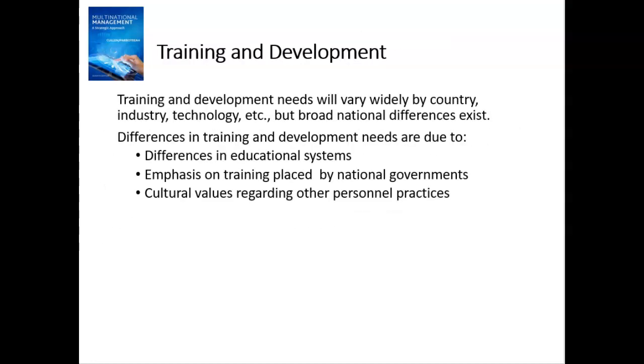Another important aspect that multinationals need to consider is the training needs. This would be determined by the level of skill and the education system available in the host country. The training and development needs will vary greatly by country, industry, and technology. Differences in training and development needs are driven by differences in education system, for example, percent of high school graduates or percent of university graduates and availability of vocational schools. Also, the emphasis on training placed by national governments is going to differ greatly.